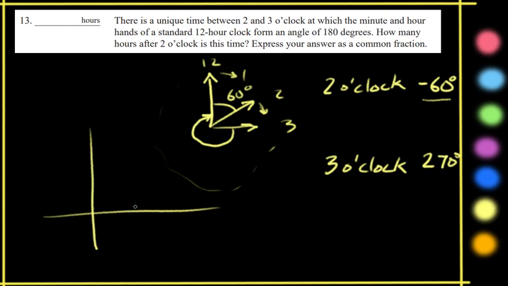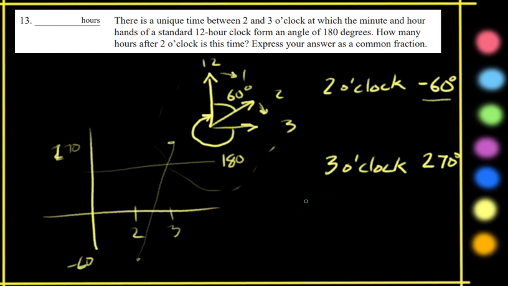You could say, okay, here's 2 o'clock, and here's 3 o'clock, and it goes from negative 60 all the way up to 270. So this would be negative 60, this will be 270. And so really it's just a matter of finding where does it cross this threshold of 180. Where does it cross 180? When it gets to 180, those will be exactly opposite of each other. All right, so how do we do that?